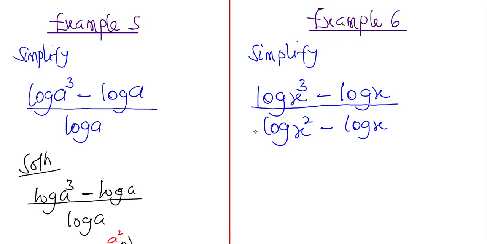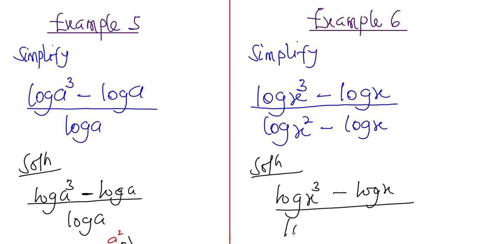Now in example 6, it says simplify log x exponent 3 minus log x, all divided by log x exponent 2 minus log x. So it's just like the previous example. So you can pause the video and try this. Now we have our question as the logarithm of x exponent 3 minus logarithm of x divided by the logarithm of x squared minus logarithm of x.